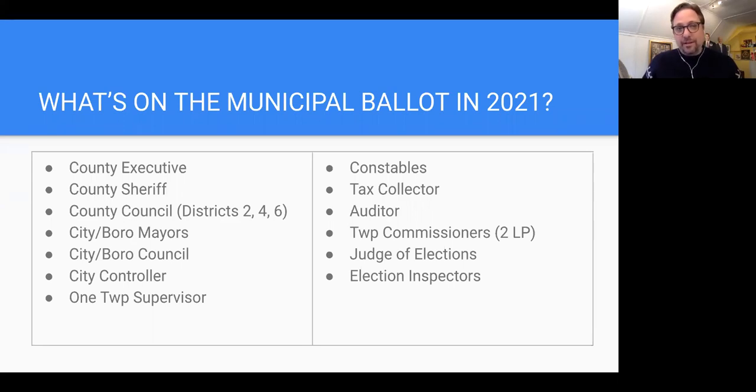We'll be electing mayors to our cities and boroughs. We'll be electing a new county sheriff this year, and we'll be electing 3 members to county council this year as well. Those are districts 2, 4, and 6. And for just geographic generality, District 2 is the northern part of the city of Erie, extending across the east and west bayfronts and into Lawrence Park.